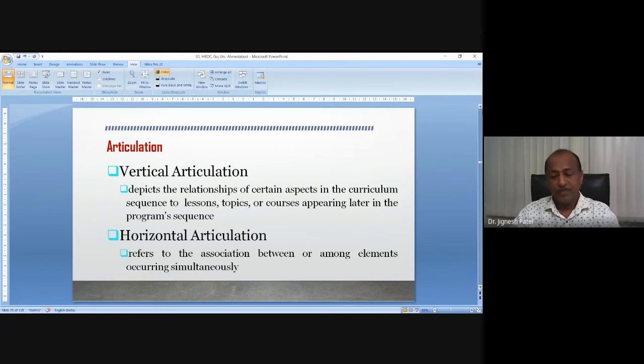In the same way, we can say that while teaching the subject, we have to talk about the history, geography, math, science, along with the particular subject. That should be in a horizontal articulation. And while talking about the vertical articulation, we can say that it should be continued in a sequence manner.